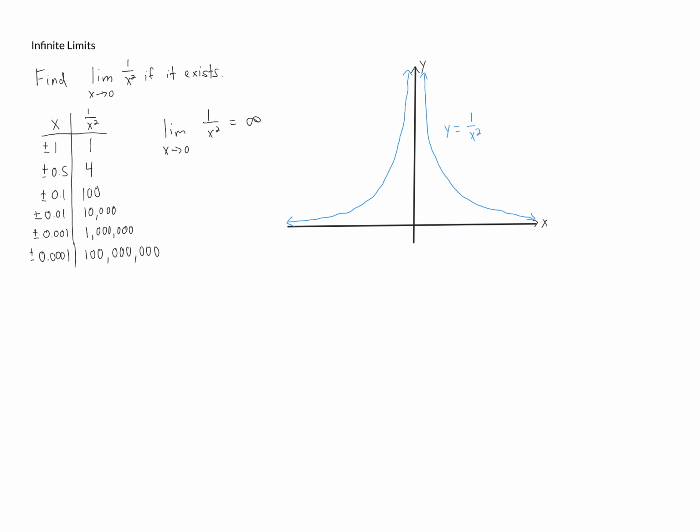But if you look at this graph and you look at what happens on both sides of 0 to the y values as x gets closer and closer to 0, we can see that there is a vertical asymptote here. And the function, as we get closer and closer to 0, is going to continue increasing unboundedly, meaning it's never going to stop at a certain point.